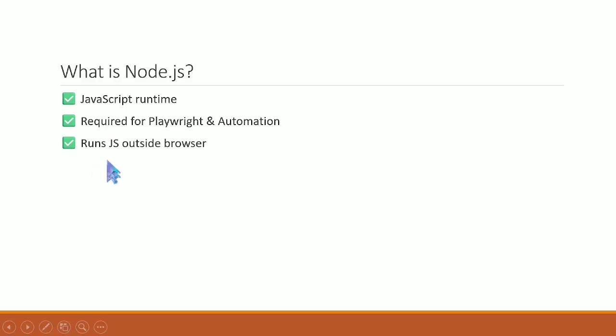First, let's understand what Node.js is. Node.js is a JavaScript runtime environment, and it is required for Playwright and automation testing. It runs JavaScript outside the browser, and without Node.js, we cannot install or run Playwright.